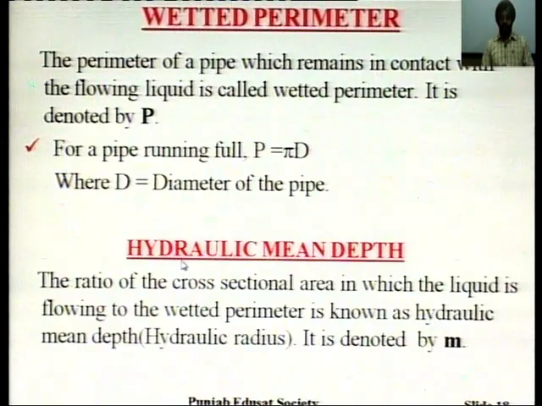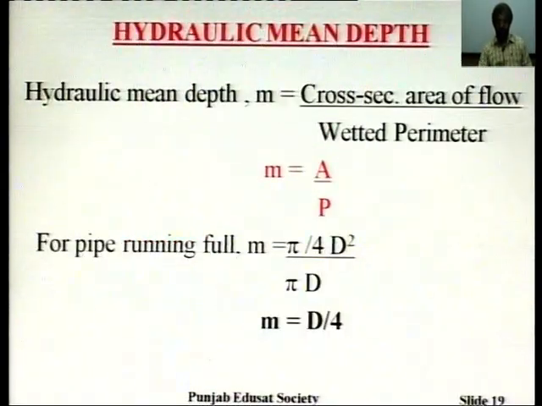One more very important technical term, the hydraulic mean depth. It is actually the ratio of the cross-sectional area in which the liquid is flowing to the wetted perimeter. So, it is a ratio of area upon perimeter, also known as hydraulic radius. So, hydraulic mean depth is also sometimes termed as hydraulic radius. It is denoted by small m.